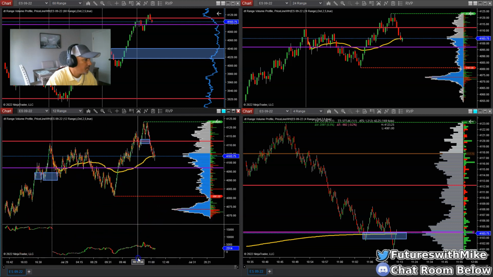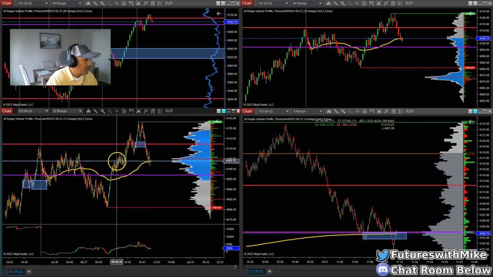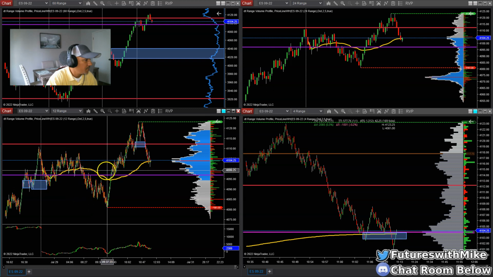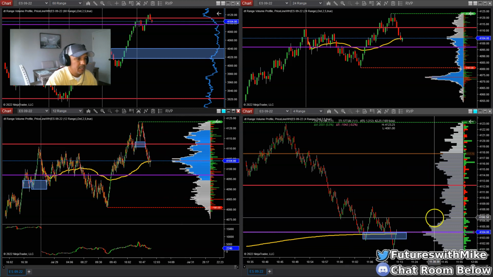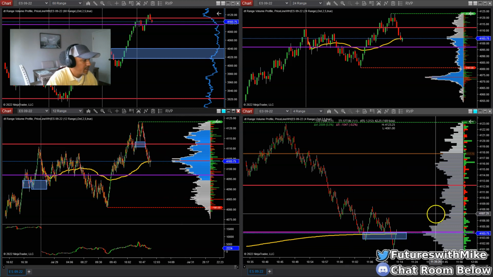Very risky. But we are in a little area here on the 12 range, little area of demand, small area right here below the high volume area. But I'm staying down because I don't like the area that we're in right now, being surrounded by the VPOC.